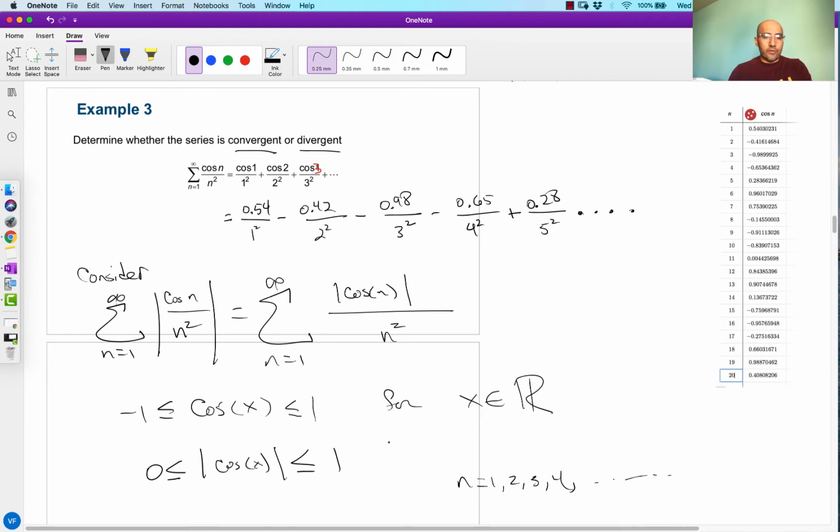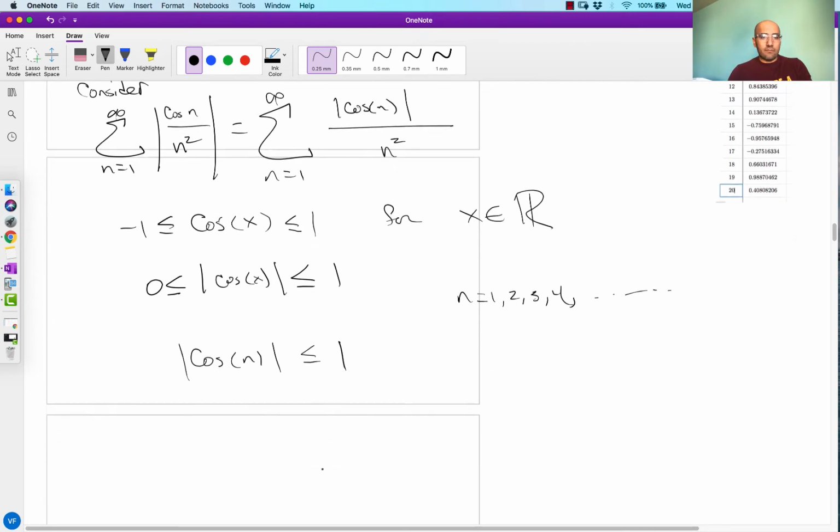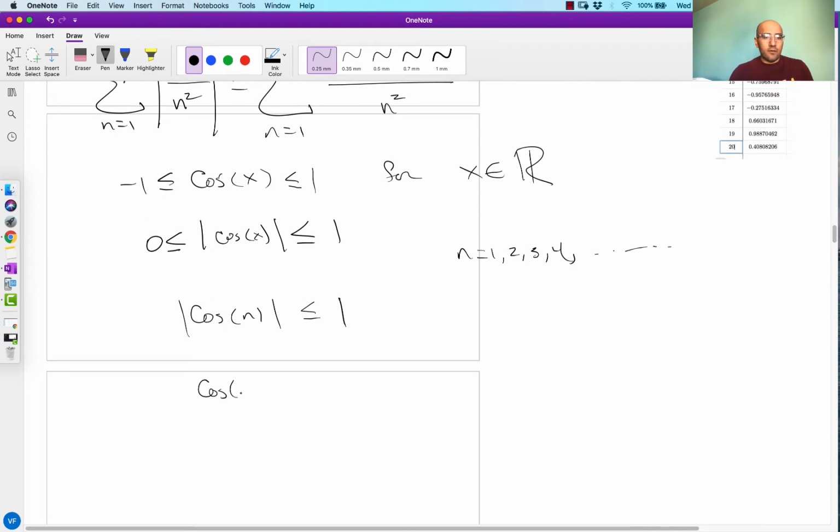So it's also going to be true, right? So then that must mean that the absolute value of cosine of n is definitely less than or equal to 1, or greater than 0, but we don't really need that part. And so we could say that cosine of n divided by n squared, which is a positive number, is less than or equal to 1 over n squared. Right? And we're allowed to do that because we're dividing both sides of the inequality by a positive number.